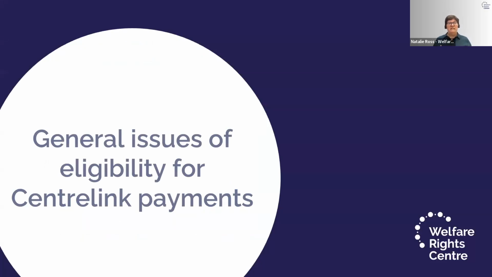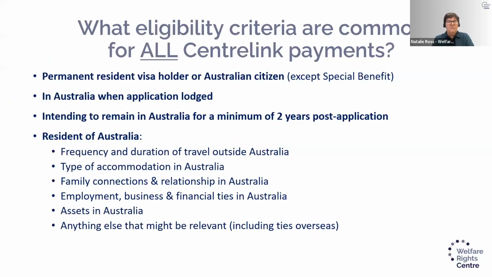All right, now before we go into the specifics of carer payment, we're going to talk about some of the common eligibility issues which are across pretty much all Centrelink payments. So for people who are applying for any kind of Centrelink payment, with some exceptions for special benefit, they need to either be an Australian citizen or have a permanent resident visa. And they also need to be in Australia when they make their application.